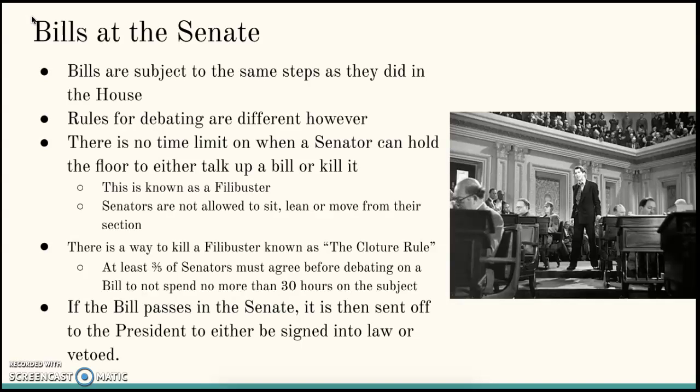There are rules, however, to filibustering. You're not allowed to sit, lean, or move from the area where you have your original seat. That way you aren't caught cheating.